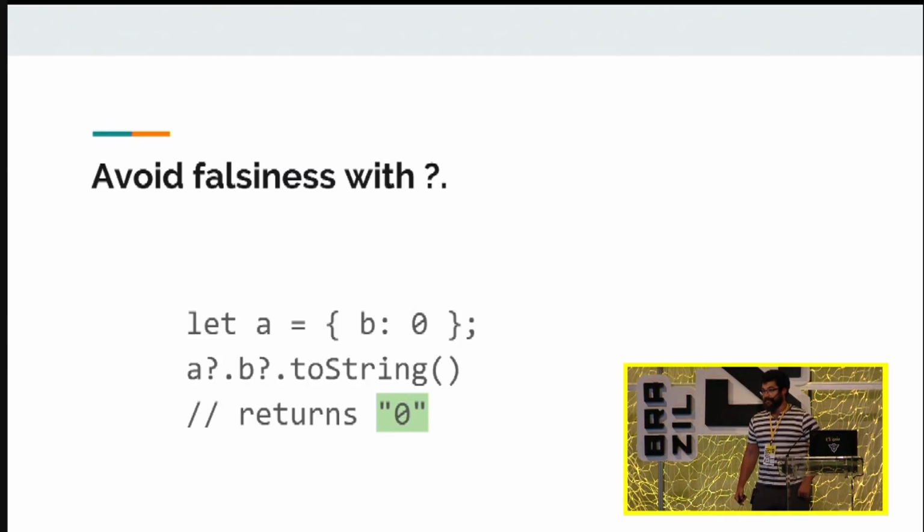When you use question mark dot, we're not depending on this falsiness property. You can do A question mark dot B question mark dot toString, and we'll get 0 in strings as a result.